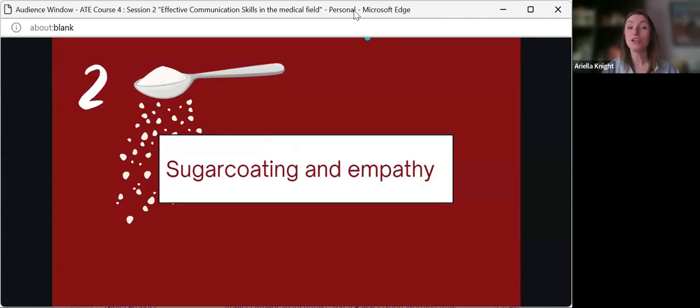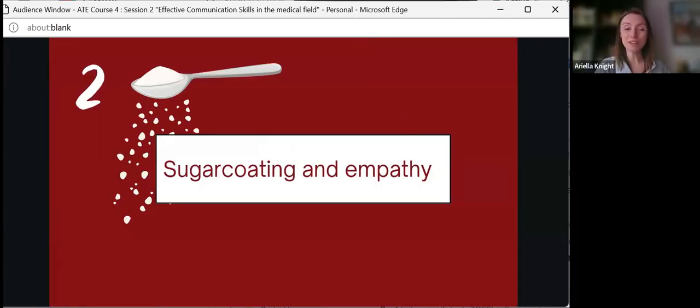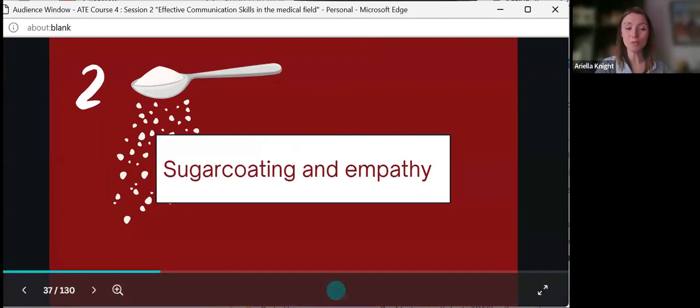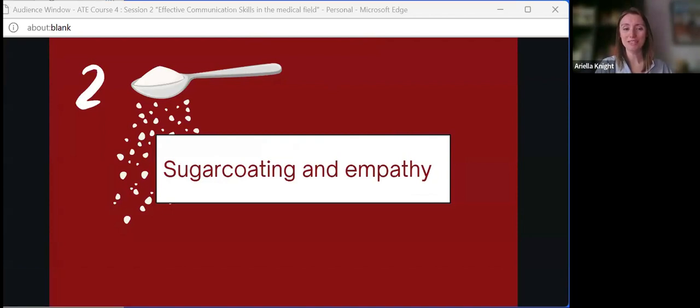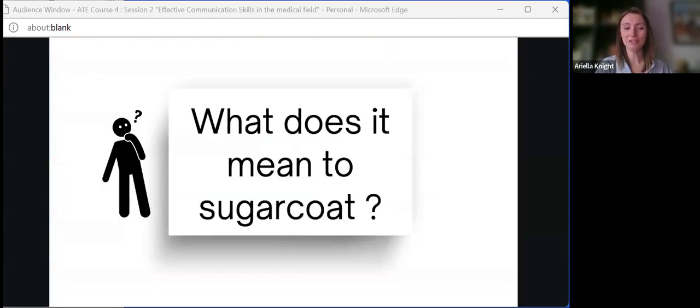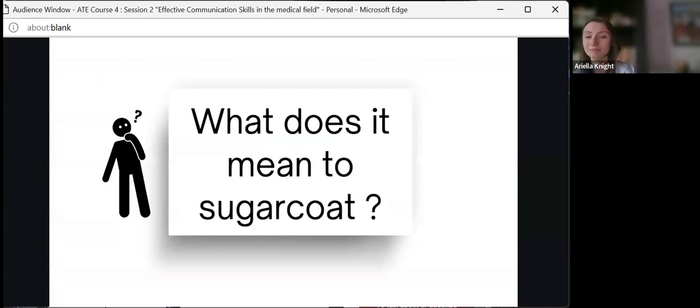So the next section here is about sugar coating and empathy. Before I move, I want to see if anyone knows, what is sugar coating? What do we mean when we say sugar coat? What does it mean to sugarcoat?